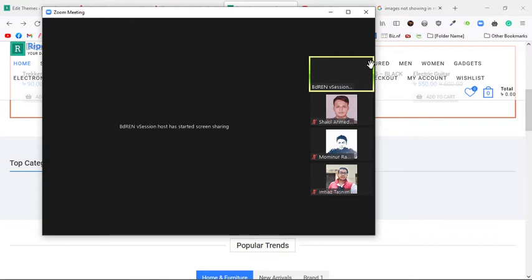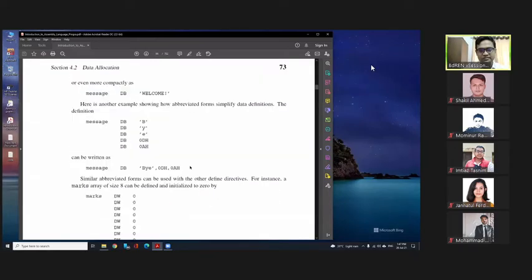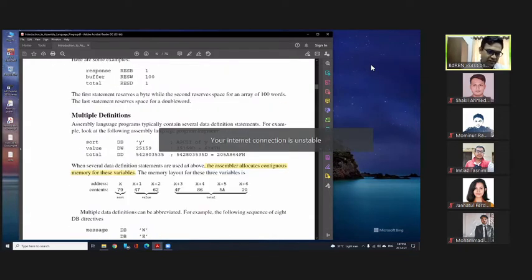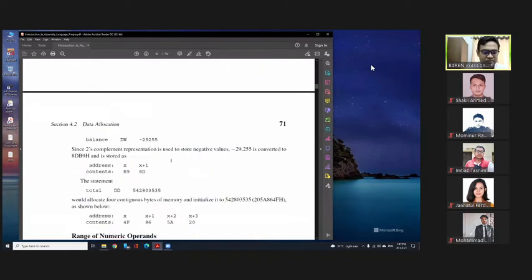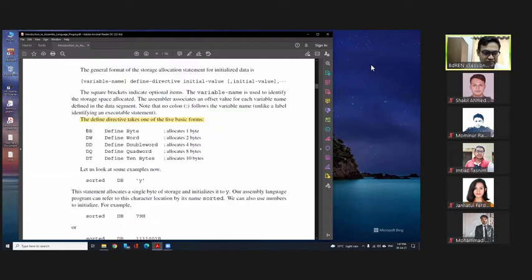A little bit of attention, that's it. Chapter number 4 is about data allocation. So we have done how we define the data, very similar to other high-level languages. We know that there are 5 different types of data allocation, or types of data: DB, DW, DD, DQ, and DT.